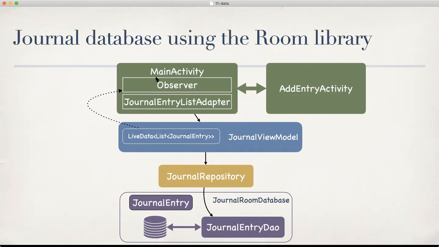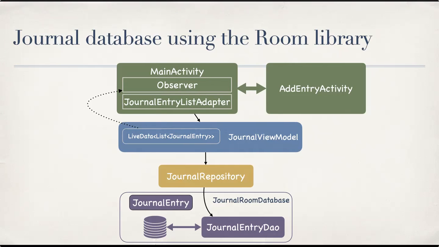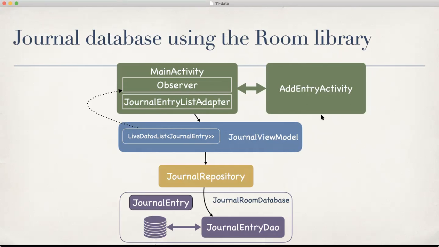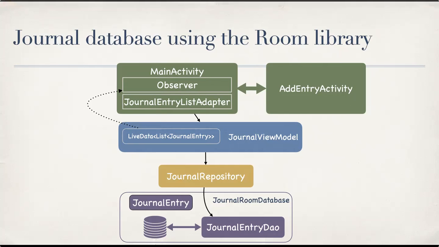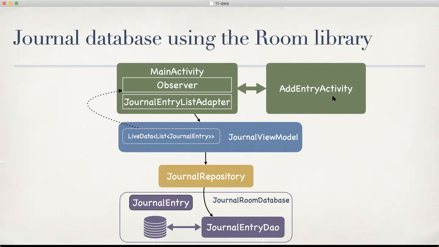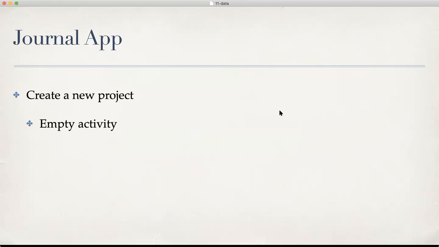There is a main activity which has the observer and a journal entry list adapter. So this list adapter goes with the recycler view, which is basically responsible for showing the appropriate portion of the list in an efficient way. And the main activity interacts with the add entry activity, which is the second activity that you saw on the UI, where you actually enter the title and duration of the journal entry. And then here is the observer callback, which helps update the UI if there are any changes to the data. So let's see how we create each of these. Okay. So before starting, create a new project, journal app, start with an empty activity.